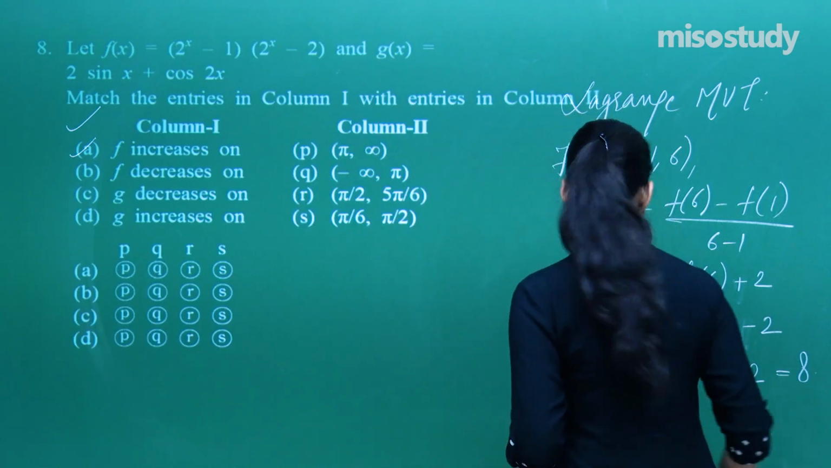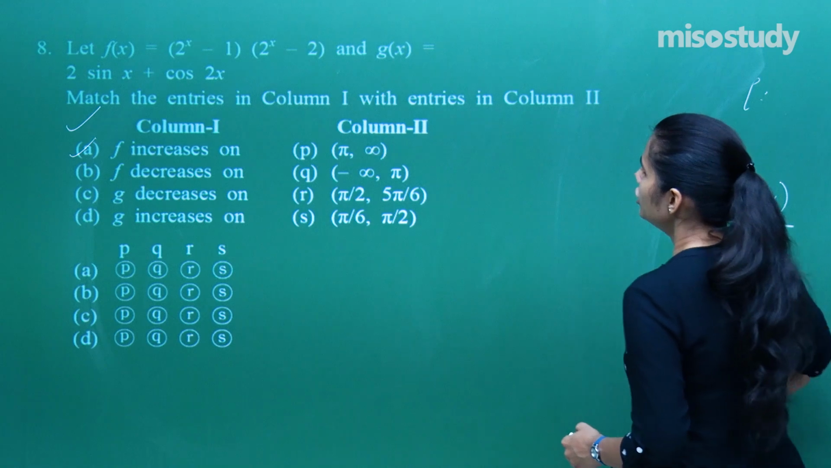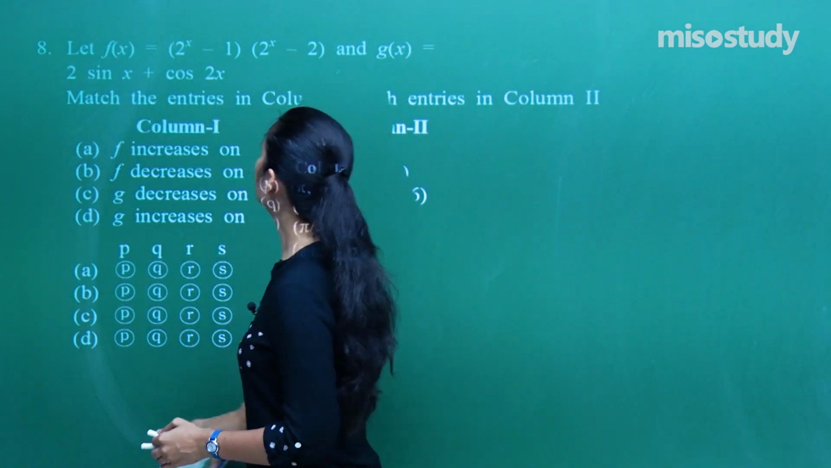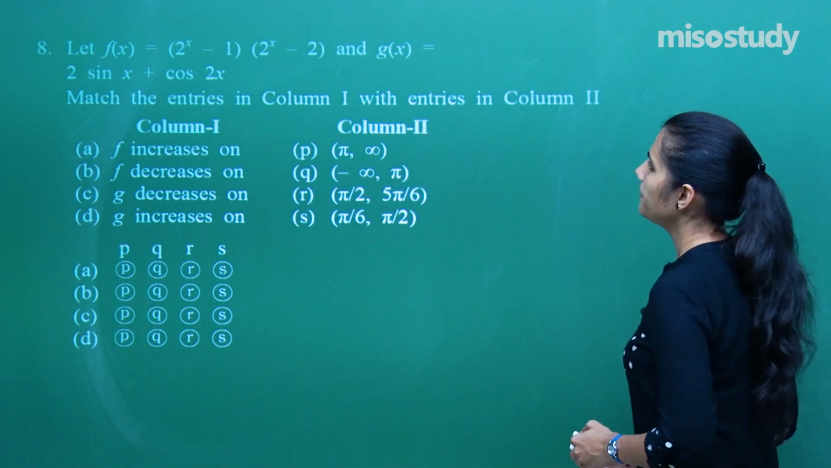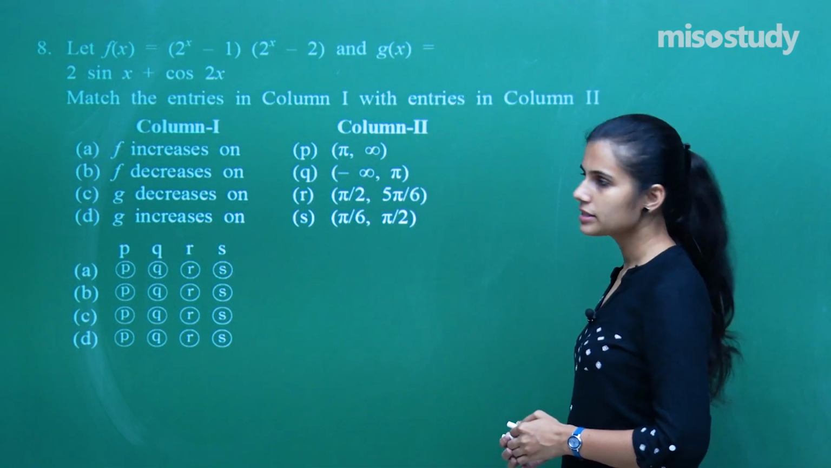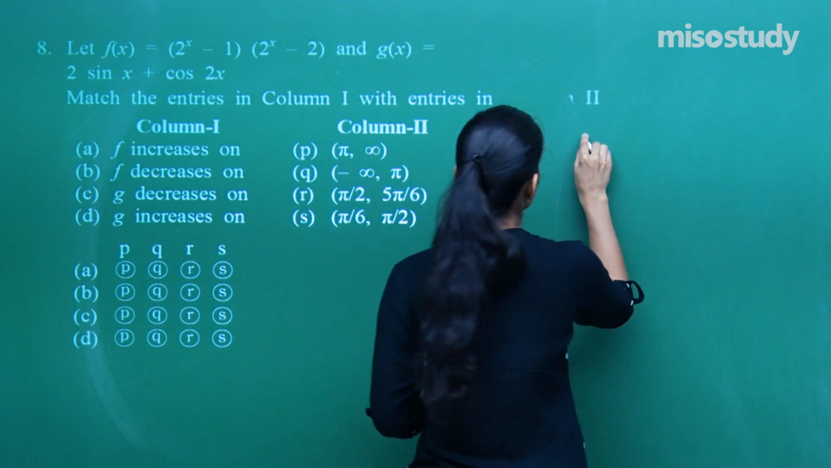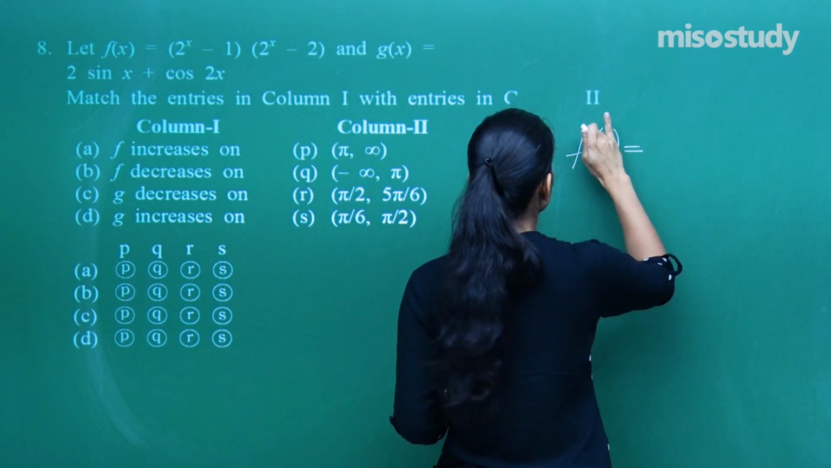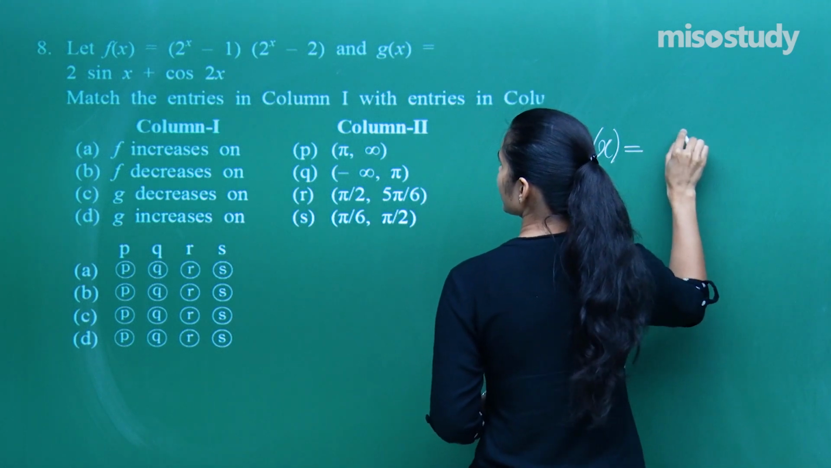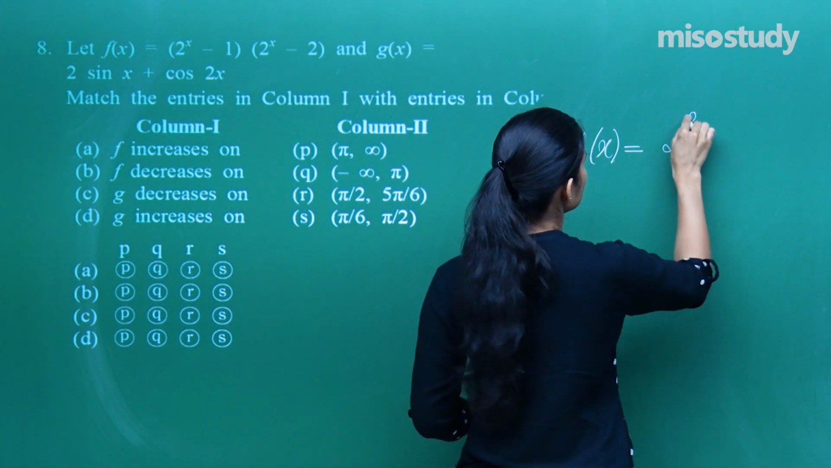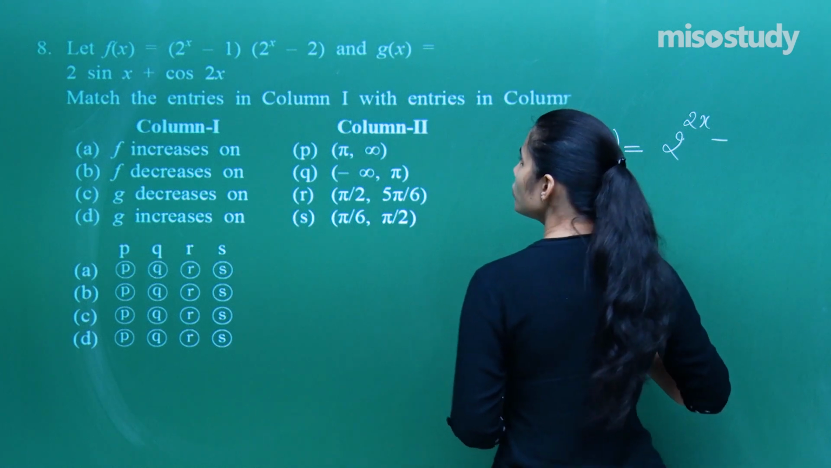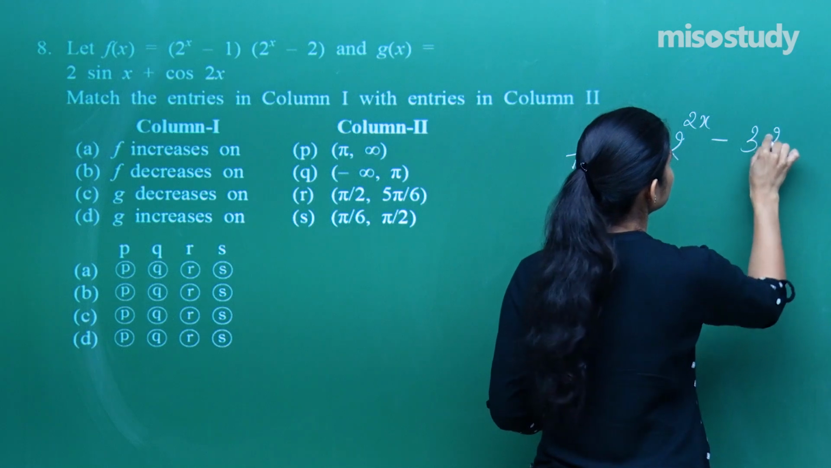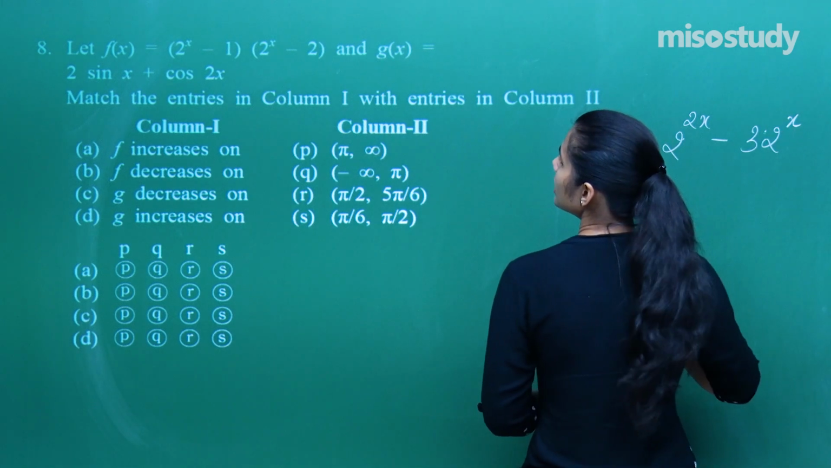Next question we have, f(x) is (2 to the power x minus 1) into (2 to the power x minus 2), and g(x) is also given to you. Match the column in the first to the second. So again, talking about f'(x), first of all, if I dissolve f(x) into a single expression, I get 2 to the power x into 2 to the power x, which is 2 to the power 2x, minus 2 times 2 to the power x, minus 1 times 2 to the power x, which is minus 3 times 2 to the power x, plus 2.